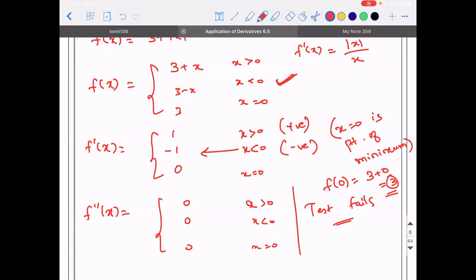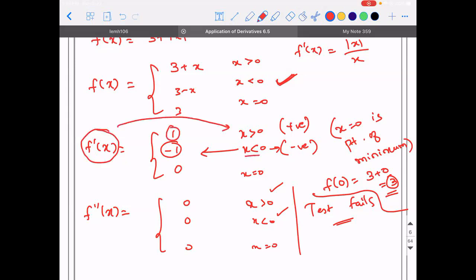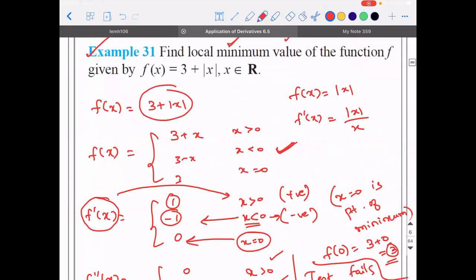Sir, how is x less than 0 negative? Where? Above, sir, where you took the first derivative test. For x less than 0, it is negative, minus 1. This is f dash of x. For x greater than 0 it is positive, for x less than 0 it is negative, and at x is equal to 0 it is 0. Then the point of minimum, how is it 3, sir? The minimum value is 3 plus 0. Okay, okay, sir.